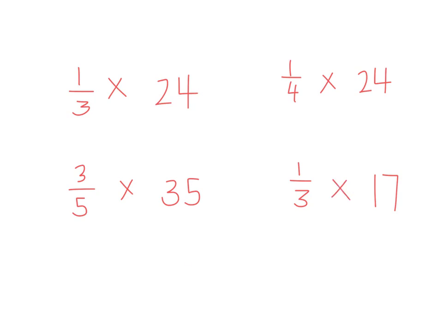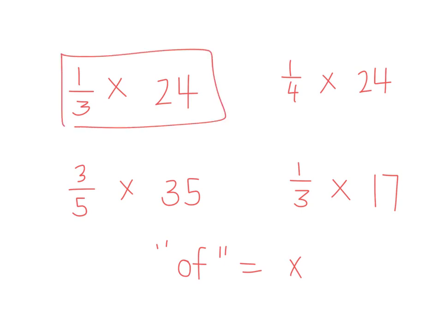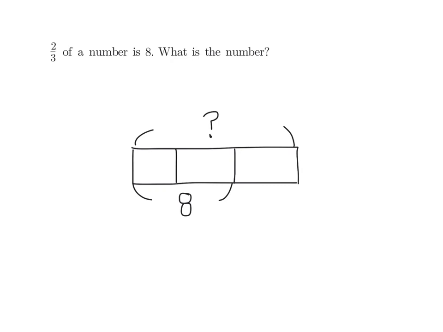So the word of really means what? Times or multiplication. So really, we are multiplying 1/3, a fraction, times 24, a whole number. So whenever you see something like this, you can think of it as 1/3 of 24. Make sense? Write that in your notes. Fraction of a set. In this problem, it says 2/3 of a number is 8.